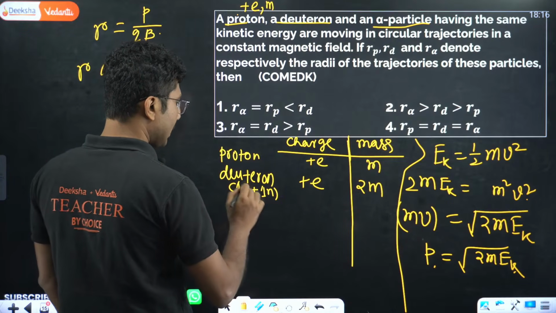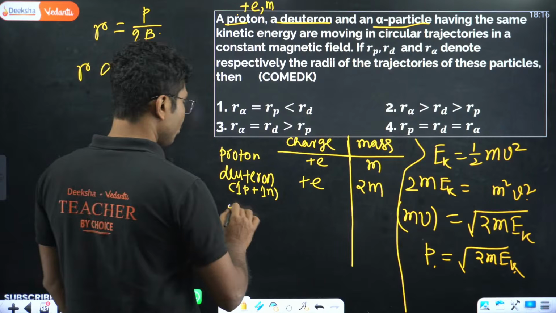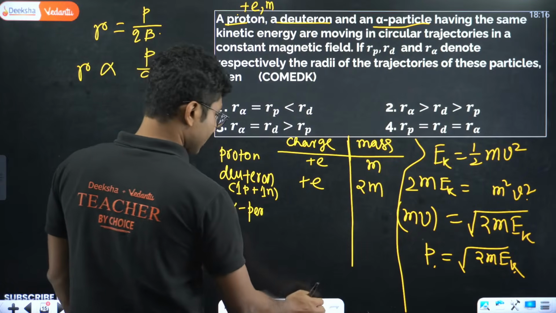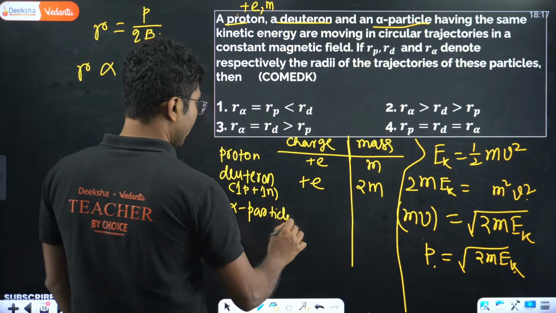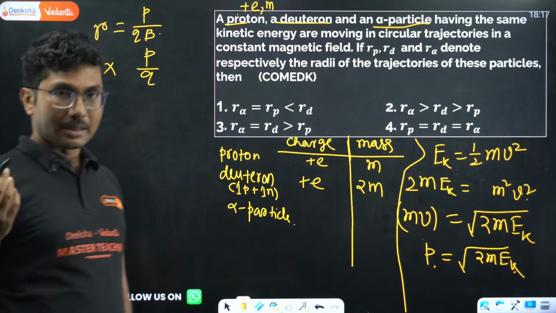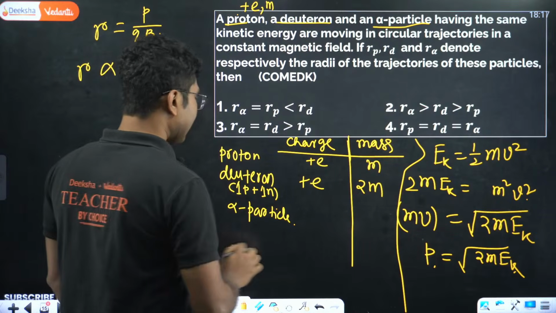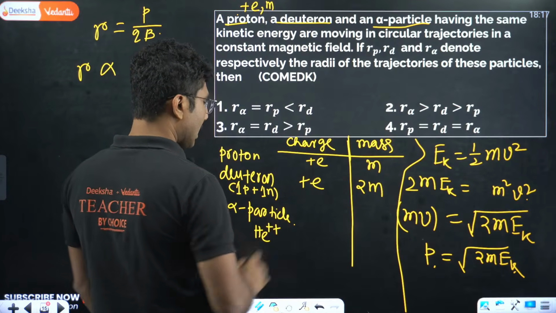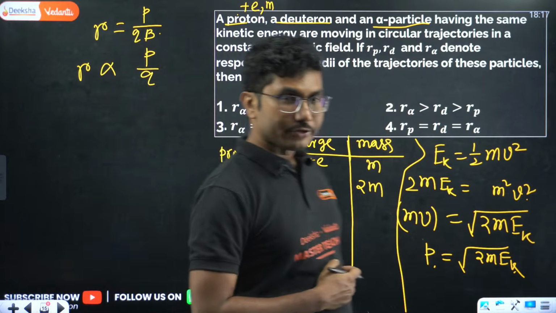So 1 plus 1 is 2. Next is alpha particle. Those who do not know alpha particle, you may not have studied it in physics so far, but you may have studied it in chemistry. So I am assuming you know. If you don't know, I am telling you, alpha particle is a doubly positive helium ion. Helium, the element helium.